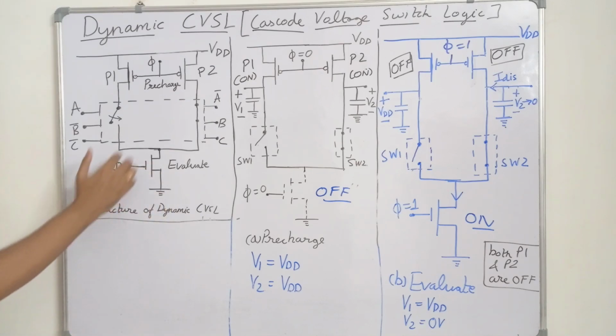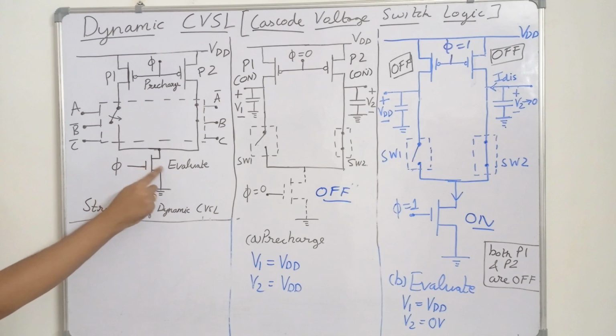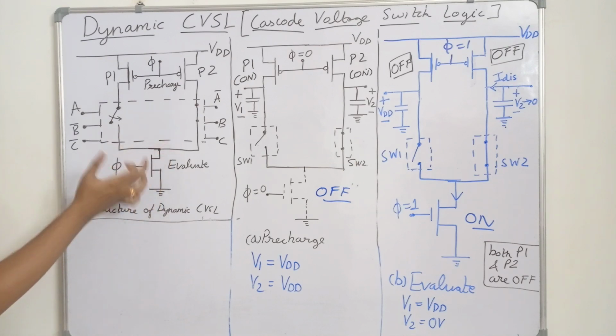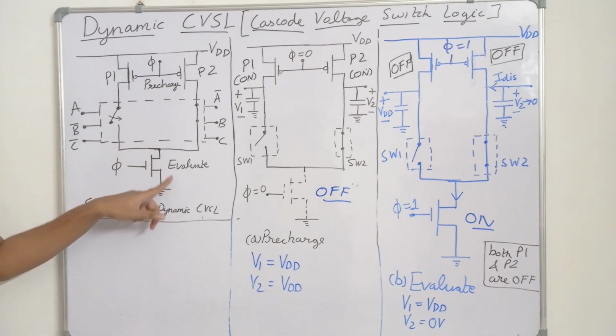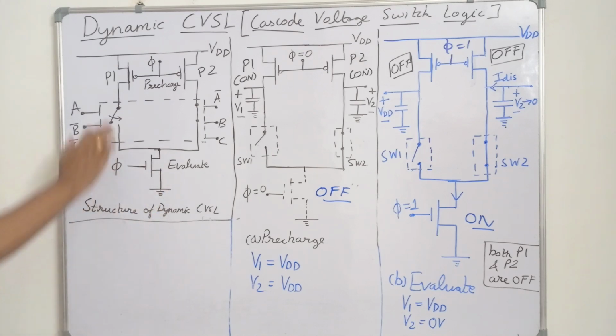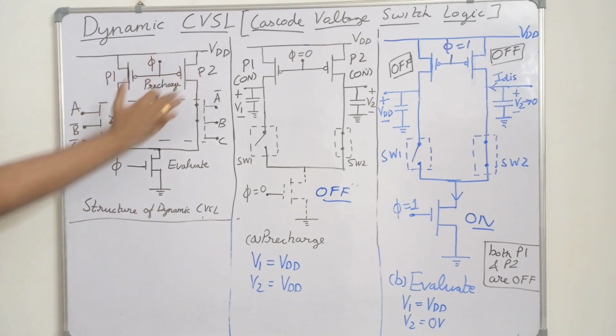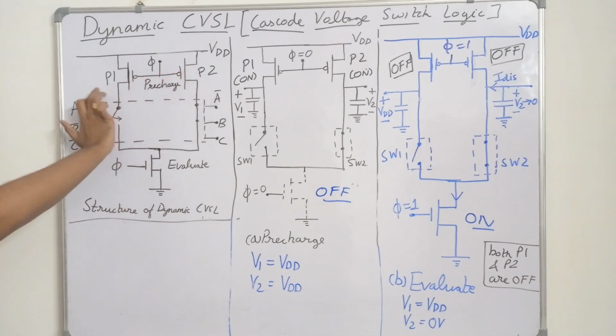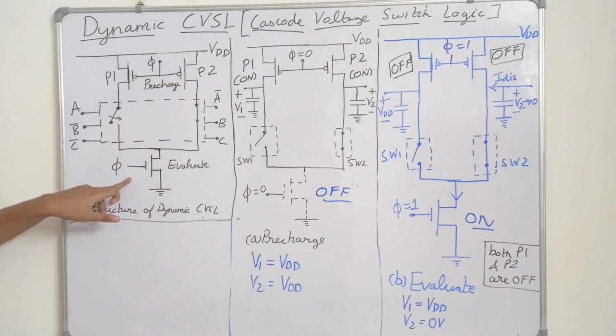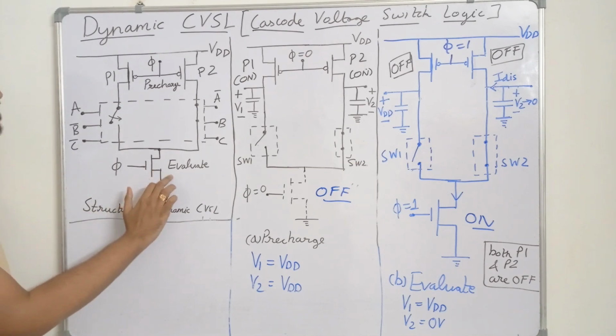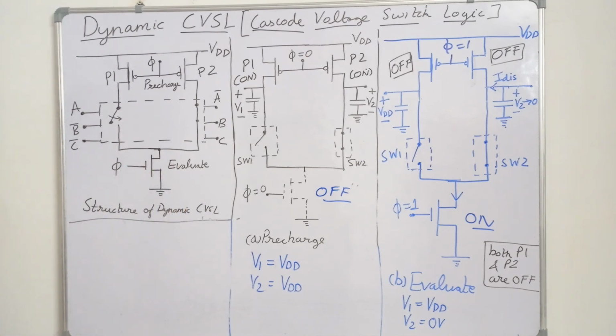So what happens is that during the pre-charge phase, this NMOS is off, so it will prevent the current from flowing into the ground. These P1 and P2 are called pre-charge transistors because they are on during the pre-charge phase, and this NMOS is called the evaluation transistor because it is on during the evaluation phase, and its function is to prevent the leakage current from flowing into the ground during the pre-charge phase.